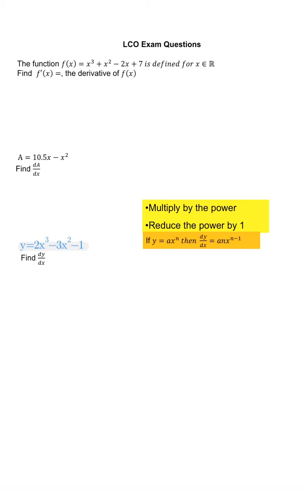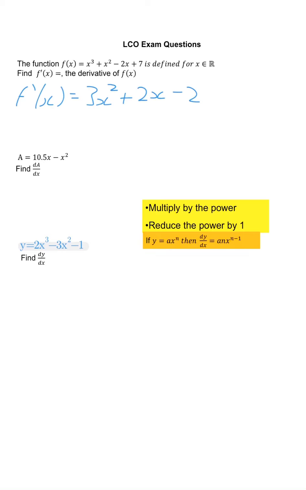So, first one here, we have the function f of x equals x cubed plus x squared minus 2x plus 7, defined for x an element of the reals, and we need to find the first derivative, f dashed of x. x cubed will become 3x squared. x squared will become 2x. And then minus 2x will become minus 2. 7 is gone, so that's our answer.